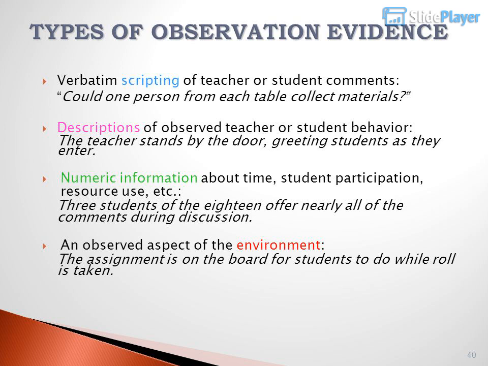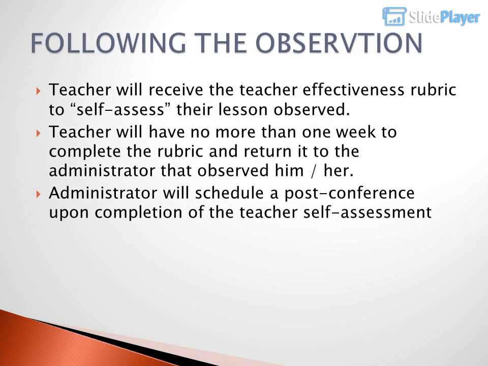40. Following the observation, teacher will receive the teacher effectiveness rubric to self-assess the lesson observed. Teacher will have no more than 1 week to complete the rubric and return it to the administrator that observed him or her. Administrator will schedule a post-conference upon completion of the teacher's self-assessment.